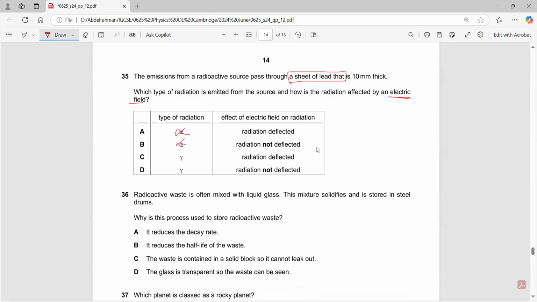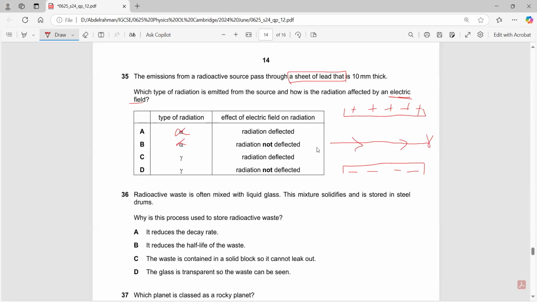What about when gamma is passing through an electric field? What is an electric field? For example, you have a positive plate on this side, and then you have a negative plate on the other side. So this is an electric field. Would gamma be affected by an electric field? Actually not. Why? Because gamma is neither positive or negative. Gamma has no ionization effect. Once gamma passes through an electric field, it will pass through undeflected. This is the gamma radiation.